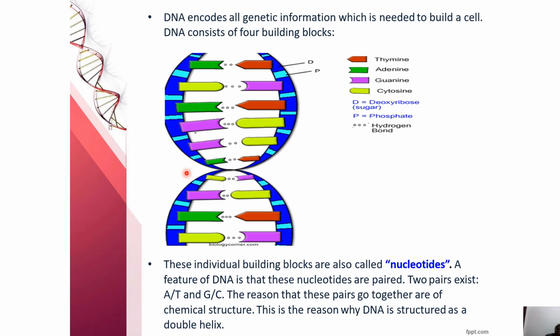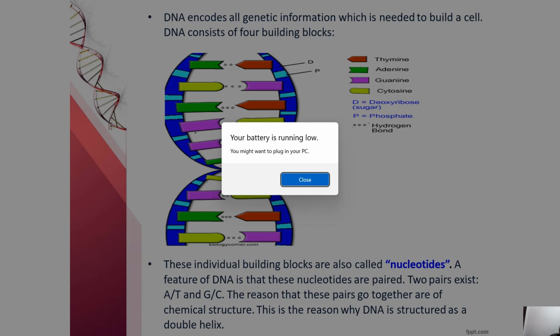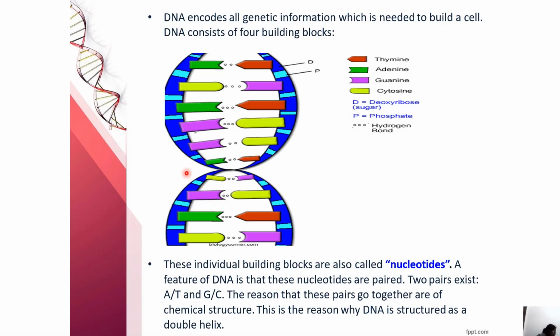So DNA encodes all genetic information which is needed to build a cell. It consists of four building blocks: thymine, adenine, guanine, and cytosine. And these individual building blocks are also called nucleotides. A feature of DNA is that these nucleotides are paired. So two pairs exist like AT and GC, which is adenine, thymine, and guanine, cytosine. So there'll be two hydrogen bonds between adenine and thymine, and three hydrogen bonds between guanine and cytosine. So this is the reason why DNA is double helix basically.